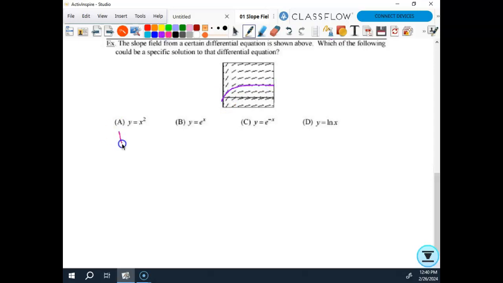When you sketch x squared, it looks like this. When you sketch e to the x, what does that look like? Like that. It's exponential, right? E to the negative x, that's a reflection in y. It looks like that. Natural log looks like that. So what's your answer? D. Okay? That's pretty easy. All right.